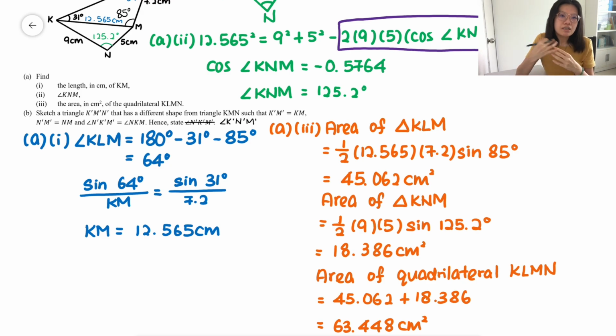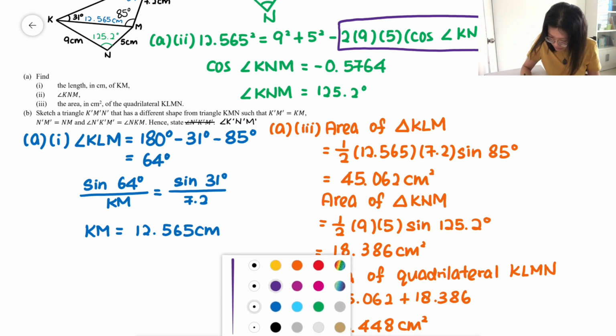And for part B, yes, part B here it comes the ambiguous case that I discussed to you just now. So let us read the question carefully. Sketch a triangle K'M'N' that has a different shape from triangle KMN, such that K'M' equals to KM, N'M' equals to NM, and the most important thing is, this is the most important one, the angle N'K'M', you have to find it out.